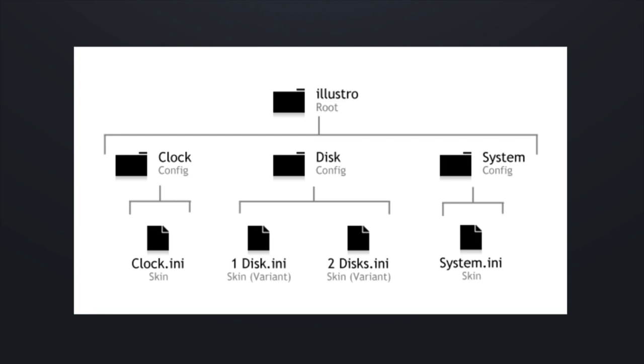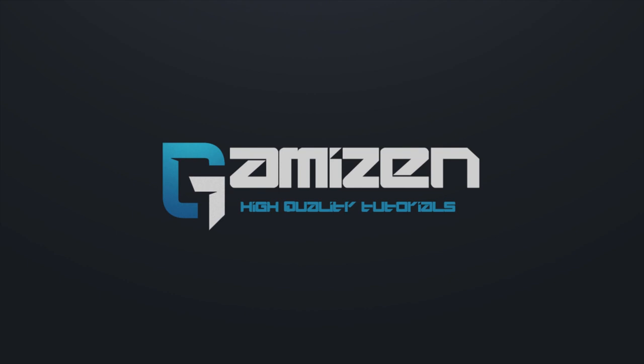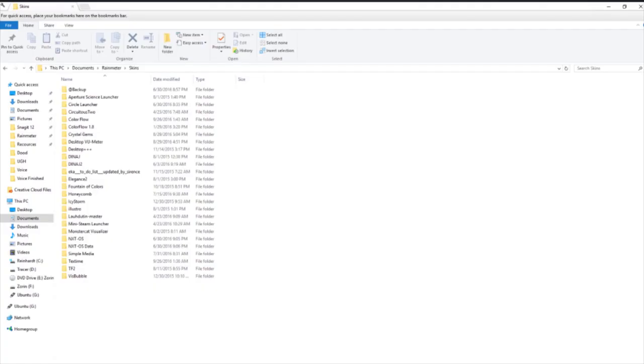Inside of that, the config folders contain .ini files. These files have the actual information for the skin. There may be multiple .ini files in a config folder per variance of that individual skin. The root folders are contained in your Rainmeter skins folder, shown here.